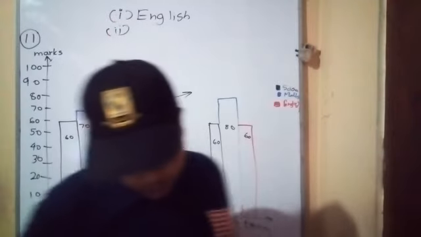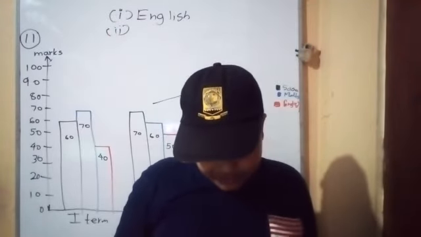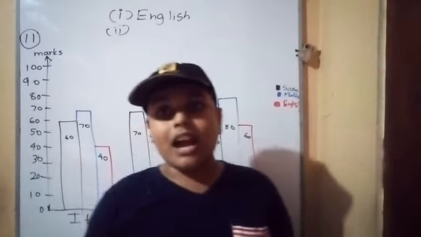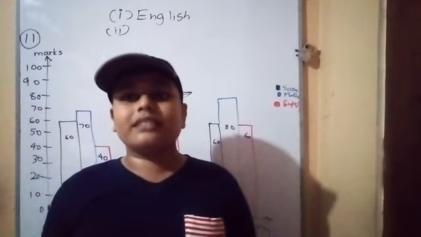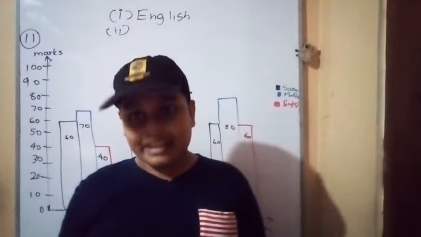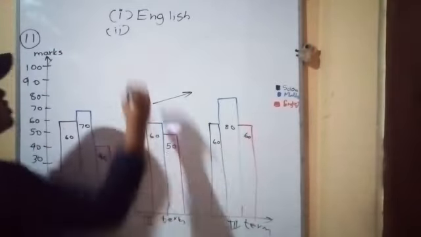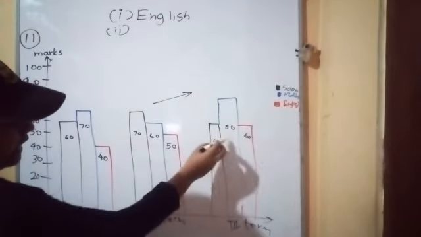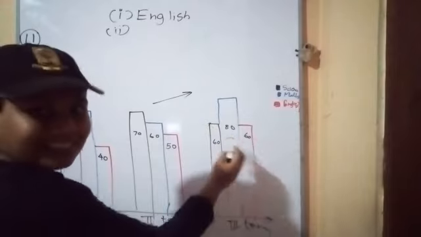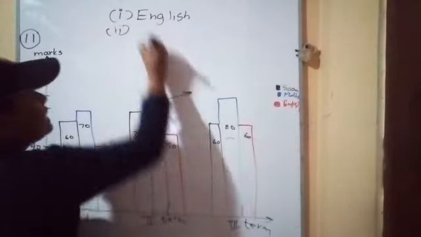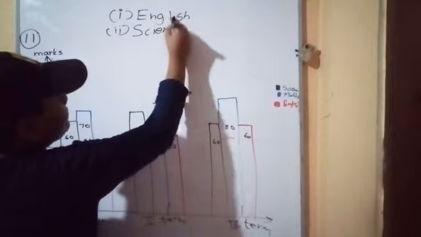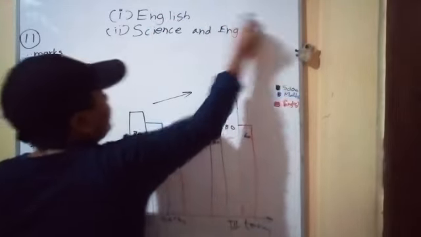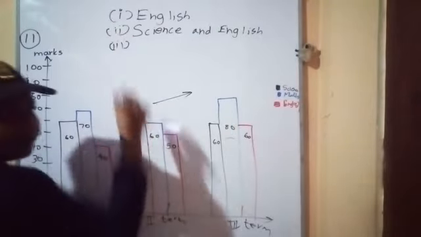Second one. For which subject has the student obtained identical marks in 2 terms? Identical marks mean what? Good word, no? Identical means same. Now, there are 60, 70, 40; 70, 60, 50; 60, 80, 60. These two are same now. So, you can write science and English.